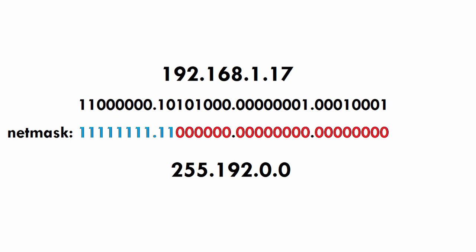So that would be 255.192.0.0. Perfectly possible. So you can do custom subnet masks as well. Now, although you can do it, I wouldn't recommend using these custom subnet masks. That has the following reason.